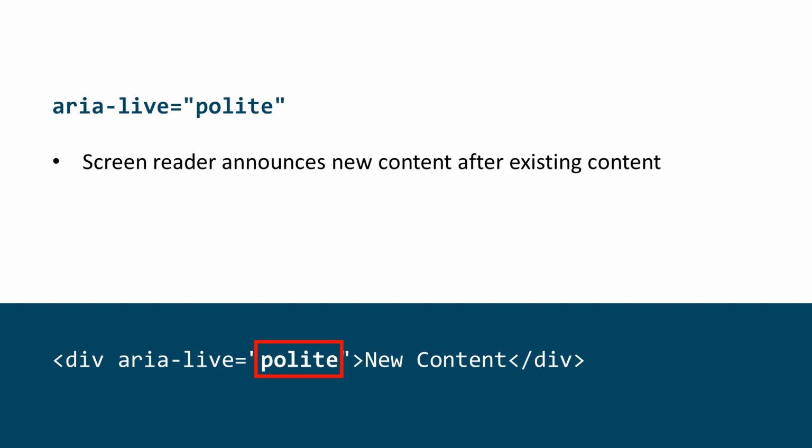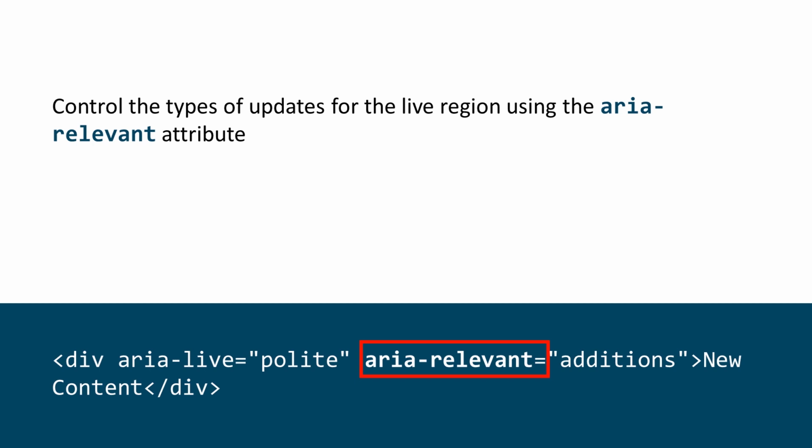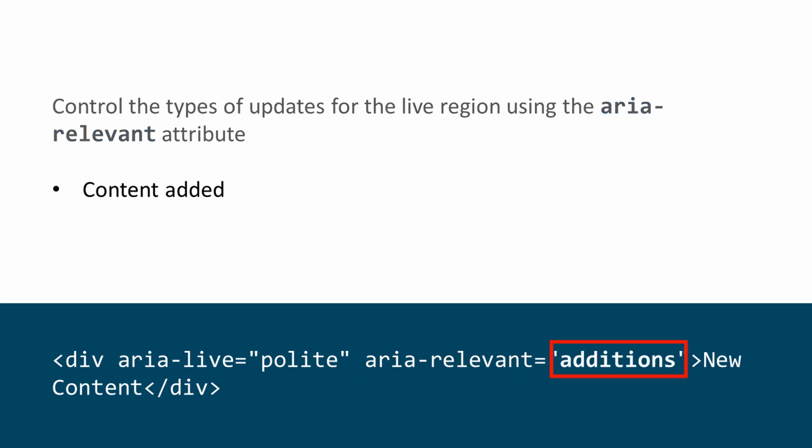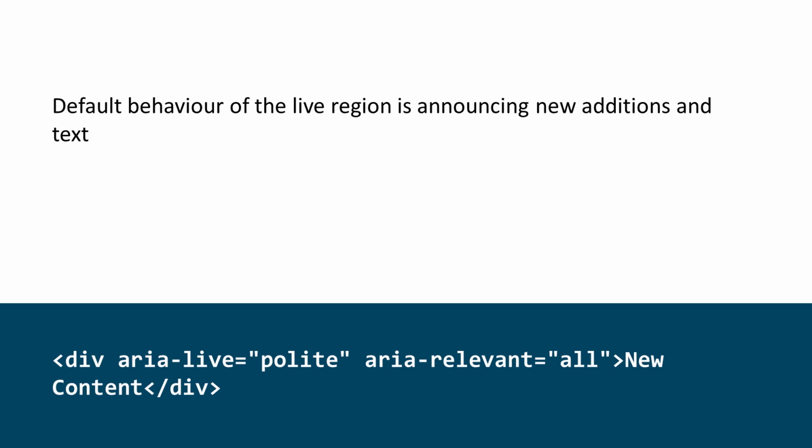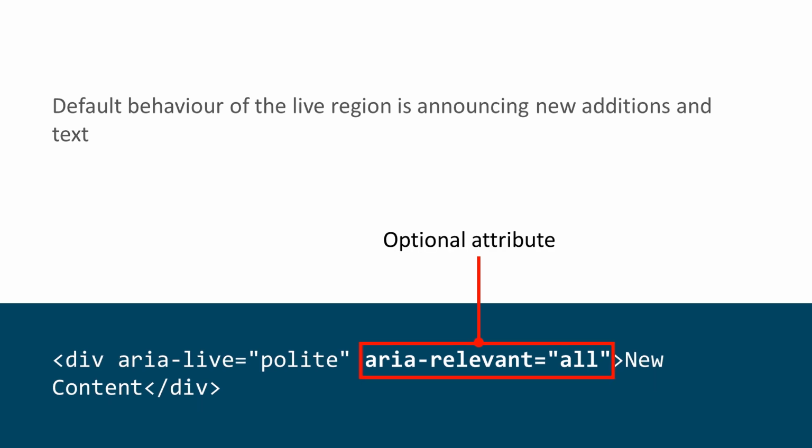We can also control the types of updates for the live region. Using the ARIA relevant attribute, we can announce only new content added, content removed, text updated, or everything. By default, without doing anything, the ARIA Live attribute behavior is watching for additions and text. There may be times where we want to only announce new content. The container may have existing content like a status message which holds all the old messages, but we don't want all the previous content announced when new content is added.